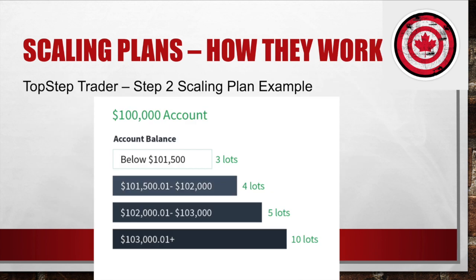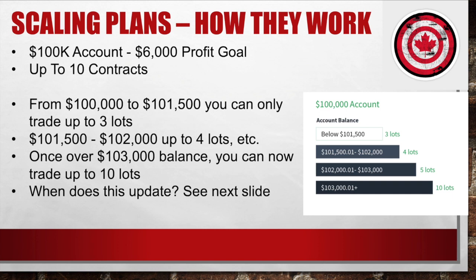So here is TopStep Trader's Step 2 scaling plan, because if you remember about 30 seconds ago, TopStep in Step 1 has no scaling plan. Once you advance to Step 2, there is a scaling plan. I'm going to go through a lot more of this in the next slide or two, so we'll just quickly look at this. But just for your reference, this is what it looks like on their site. So 100K account, and if you remember, 100K account was up to 10 lots. The thing is, you don't get 10 lots to start with. So let's just move to the next slide and we'll explain this a bit better.